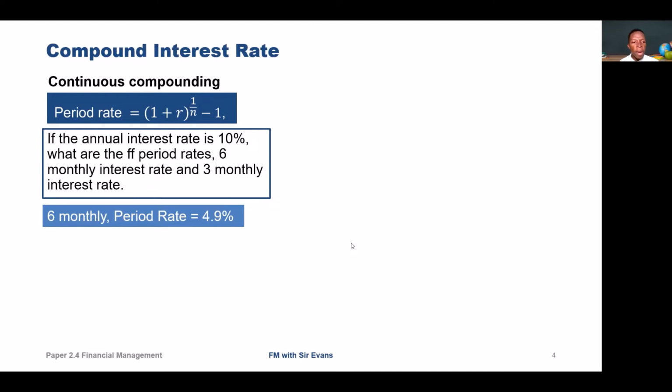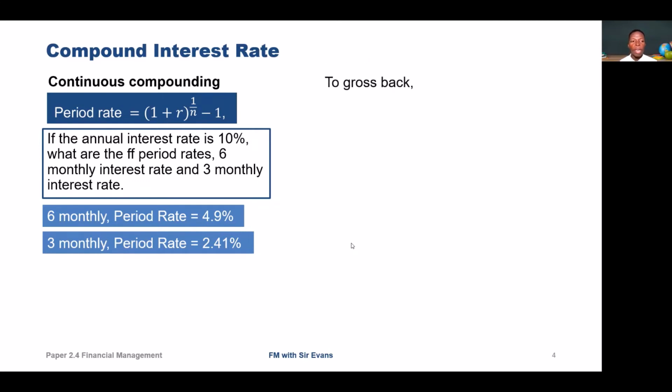And if it's a 3-monthly period rate, there are 4 3-monthly periods in the year. There are 4 of such. So it's going to be (1 + 10%) raised to the power 1/4, minus 1. And that will give us 2.41%, which means that where you have a question with a compounding period less than a year, use the period rate to convert that annual rate into the specific period rate, and then you input it into the formula.